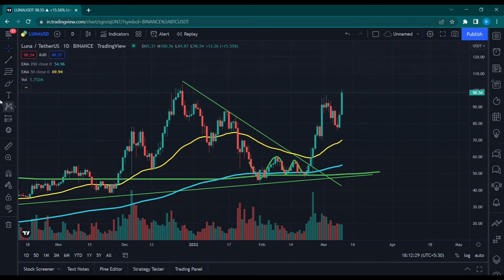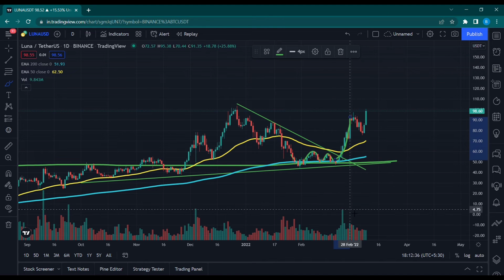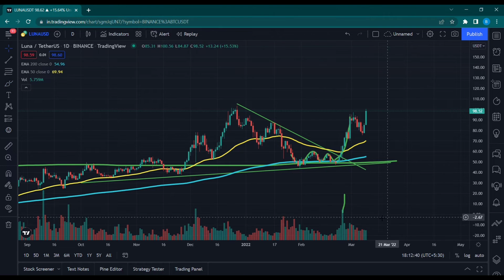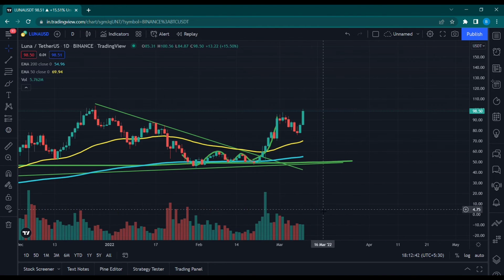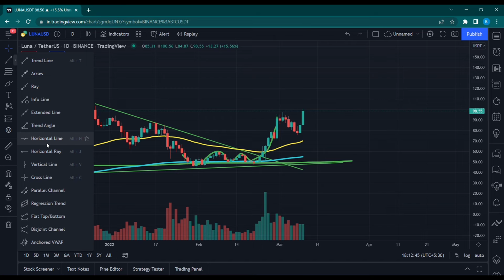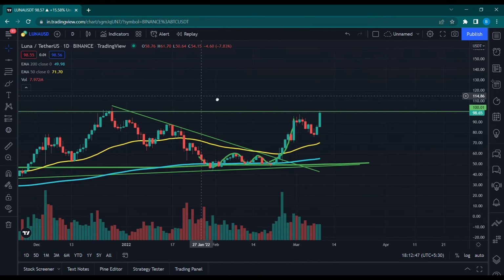So this significant move has been accompanied with some good volume. You see, if we apply price action, we see increasing volume, right? So that is a really good sign, and right now it is on the verge of breaking out its all-time high. So that is a really good sign for Luna.